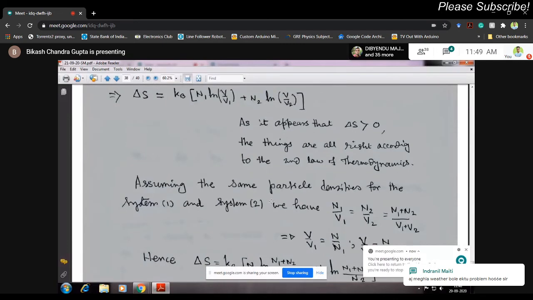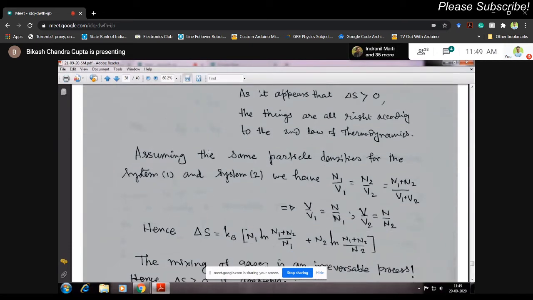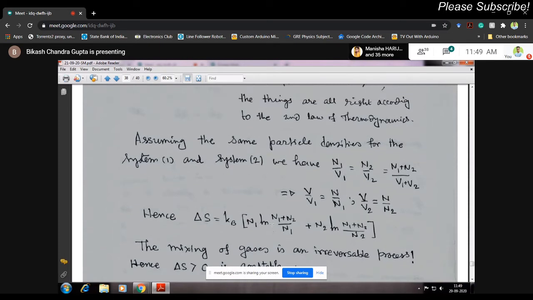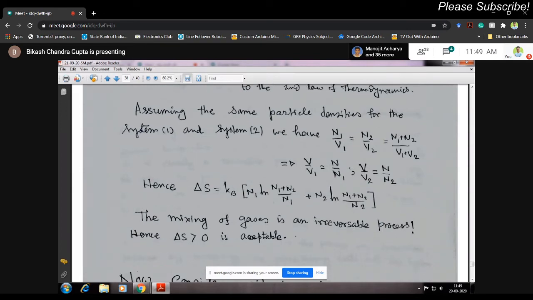Anyway, so the point is that, of course, particle density is assumed to be the same, that we have assumed that particle densities for system 1 and 2 are the same. We have N1 by V1 equals N2 by V2, and therefore if this is so, then N1 plus N2 by V, and that is N by V. So V by V1 equals N by N1, because if you use these relations, and V by V2 equals N by N2, and therefore you can write the delta S in terms of this also, total number of particles by N1, total number of particles by N2, that way, and therefore delta S is greater than 0, acceptable.